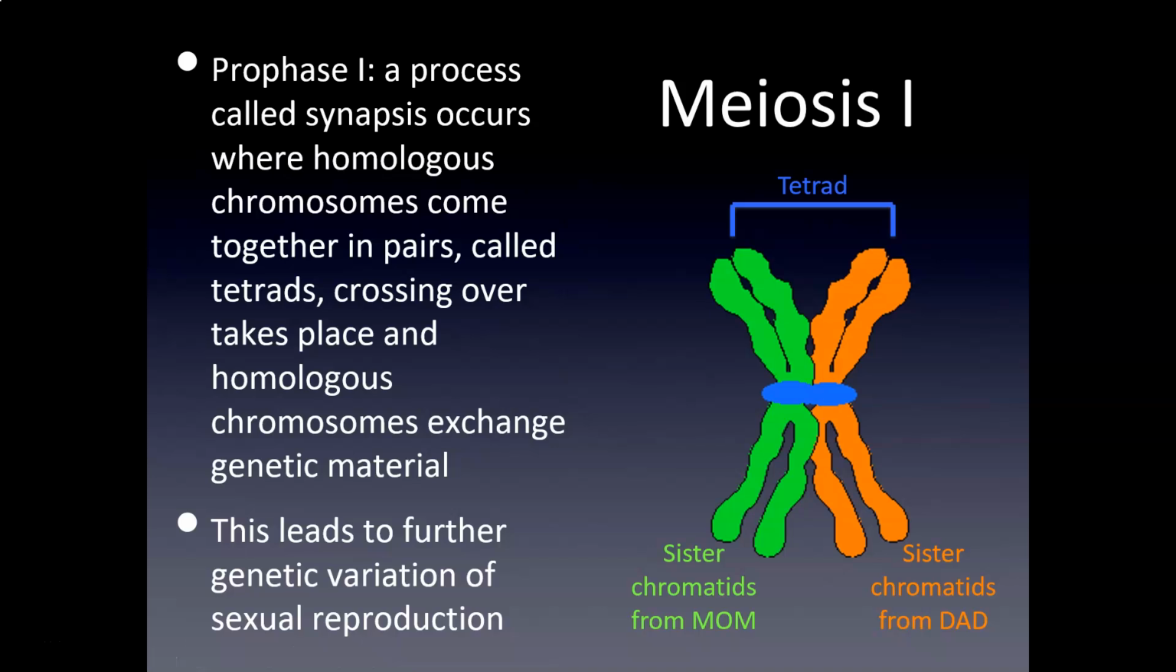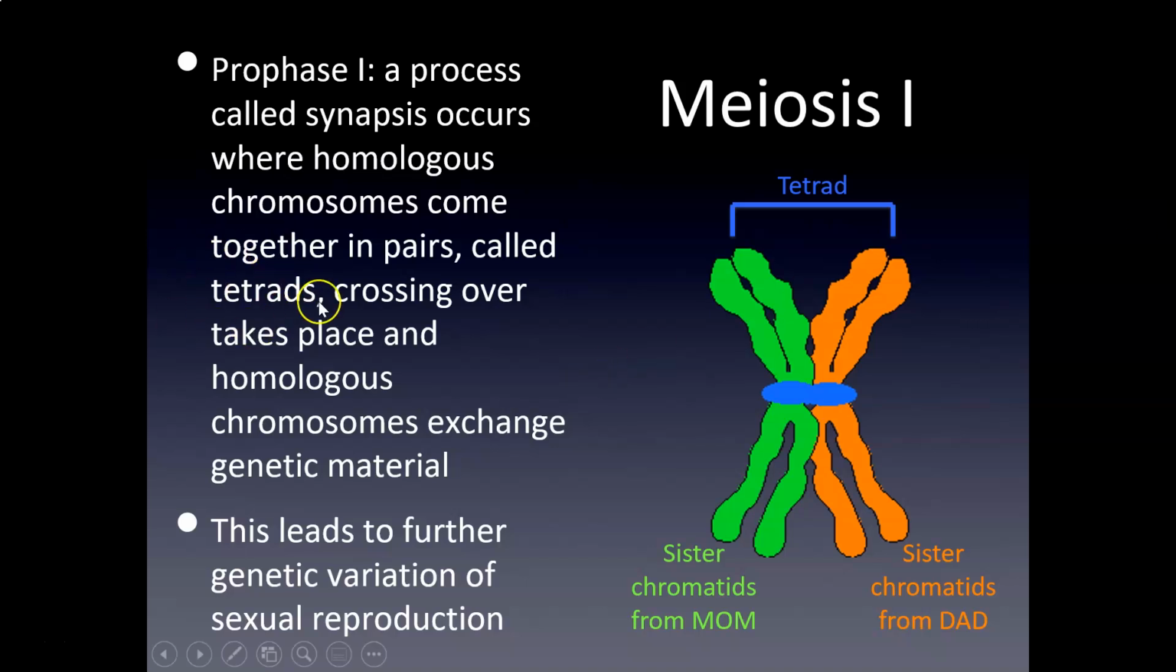So prophase 1 is probably, or I should say, meiosis 1 as a whole, really, is where we see the biggest differences between mitosis and meiosis. So prophase 1, one of the biggest things that happens here is this process called synapsis, where I'm going to take those homologous chromosomes, all of them. So chromosome 1 from mom, chromosome 1 from dad, come together in pairs. Chromosome 2 from mom, chromosome 2 from dad, come together in pairs. Chromosome 3 from your mother and chromosome 3 from your dad come together in pairs in your germ cells.